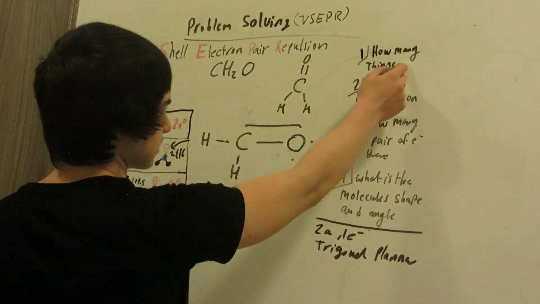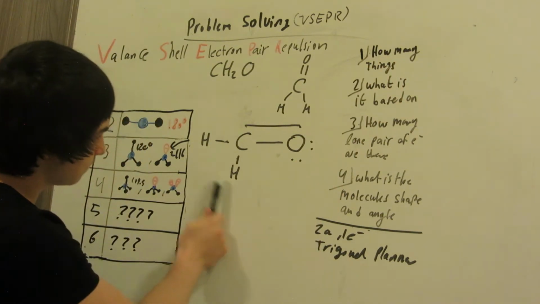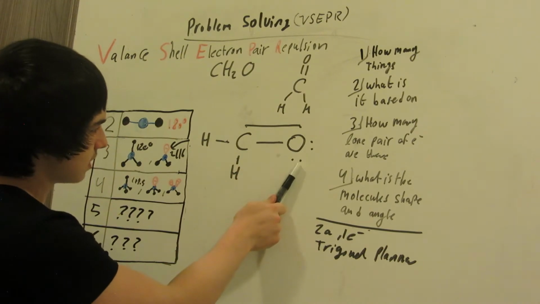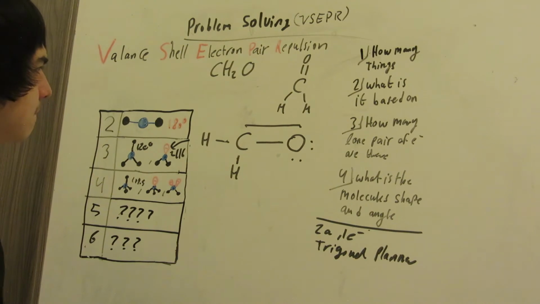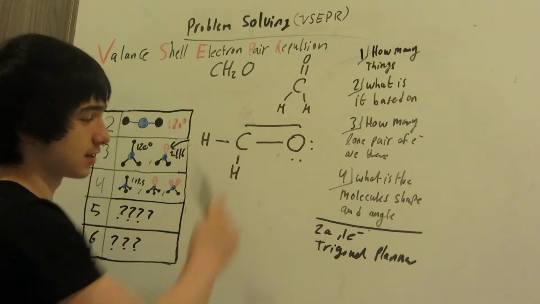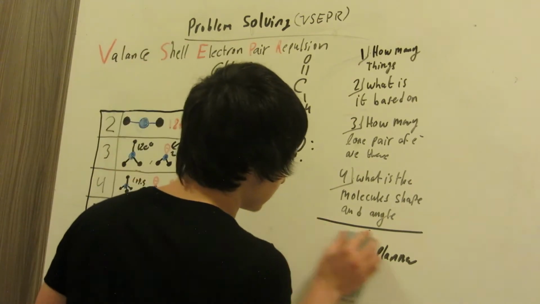Now, how many things are there? First things first, we see that we have 1 atom, 2 atoms, 3 atoms, bonded to a central atom. Second of all, we see that we have no lone pair of electrons on the central atom. That's a great thing. So we can write our givens.